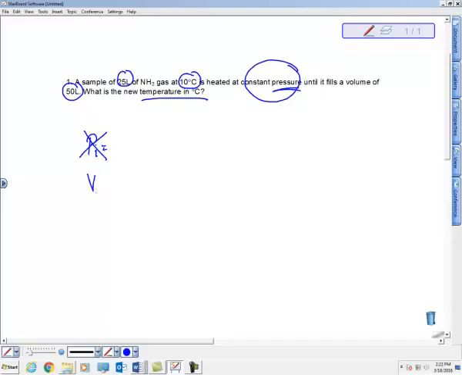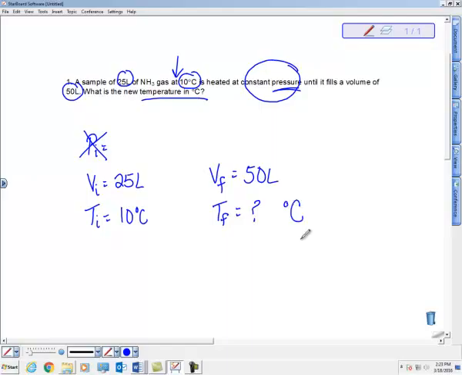What is the initial volume? Initial volume is 25 liters. And you hear this word "at." That means that this volume right here is at 10 degrees Celsius. So this temperature, the initial temperature, belongs with that 25 liters. Alright, they're looking for the new temperature, but they have a new volume. So the V final is 50 liters. And now they're looking for the final temperature. Make sure you understand that they want that final temperature to be in degrees Celsius.